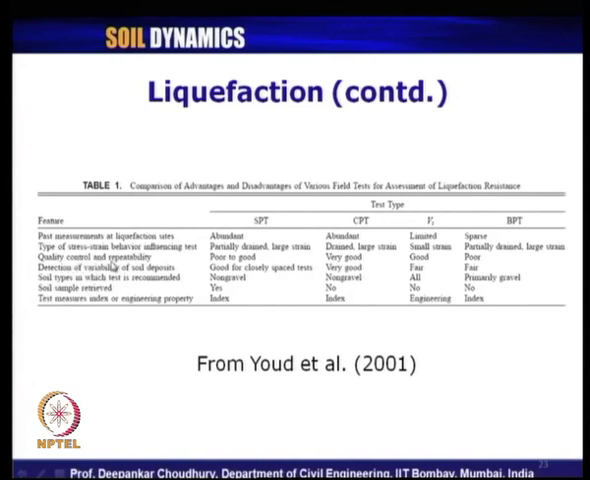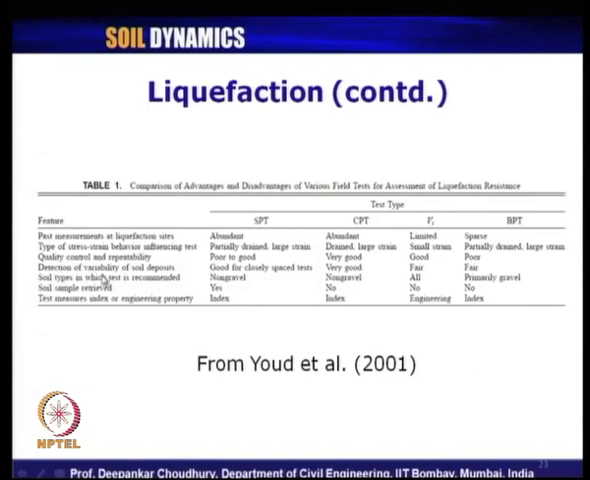What about the quality control and repeatability? SPT gives poor to good results about the quality control and repeatability of results. Means if you repeat that SPT test at the same site, whether you are going to get a similar N value or not, that is what it means. In CPT, it is very good, that we have already seen during the comparison of SPT and CPT. SASW also good, whereas BPT gives poor results.